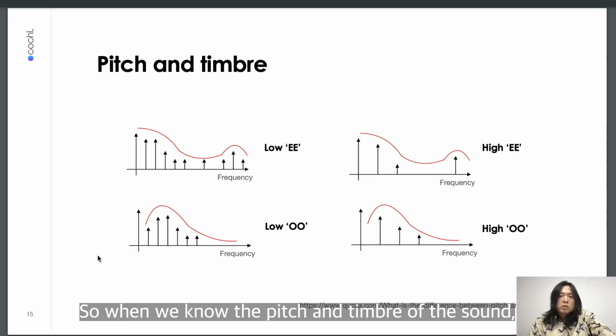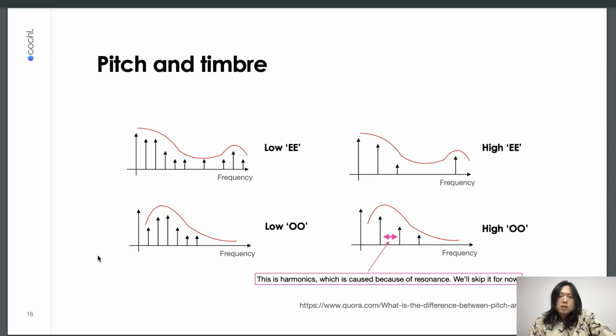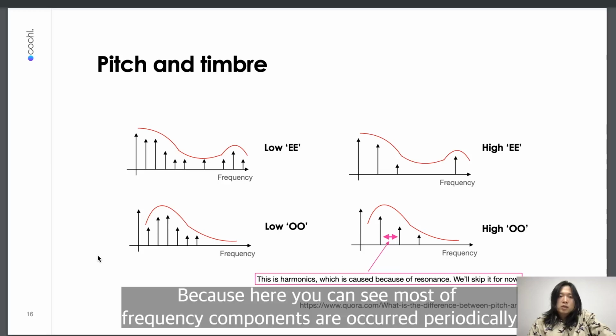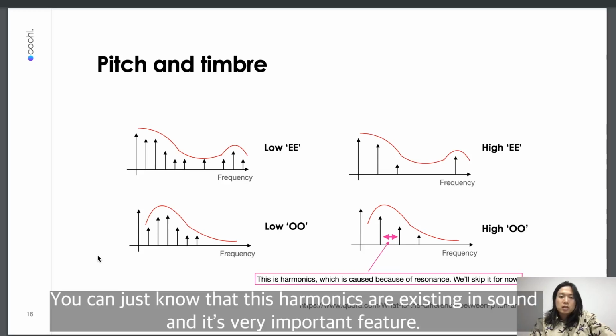So when we know the pitch and timbre of the sound, we can briefly understand what sound is. Another important thing about sound is the harmonic components, or harmonics, because here you can see most of the frequency components occur periodically. So these are actually very important features to describe the sound. You can just know that these harmonics exist in sound, and they are very important features.